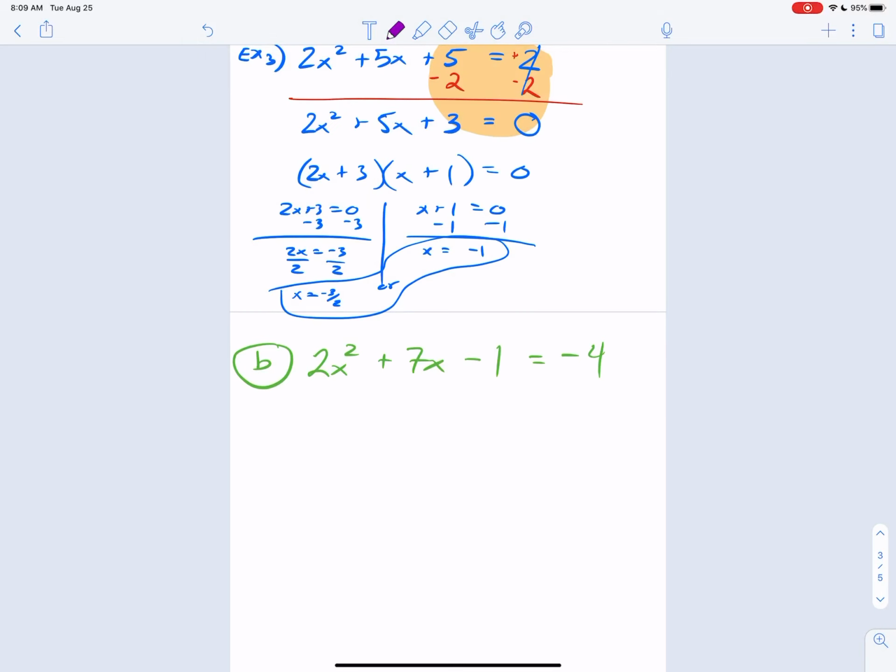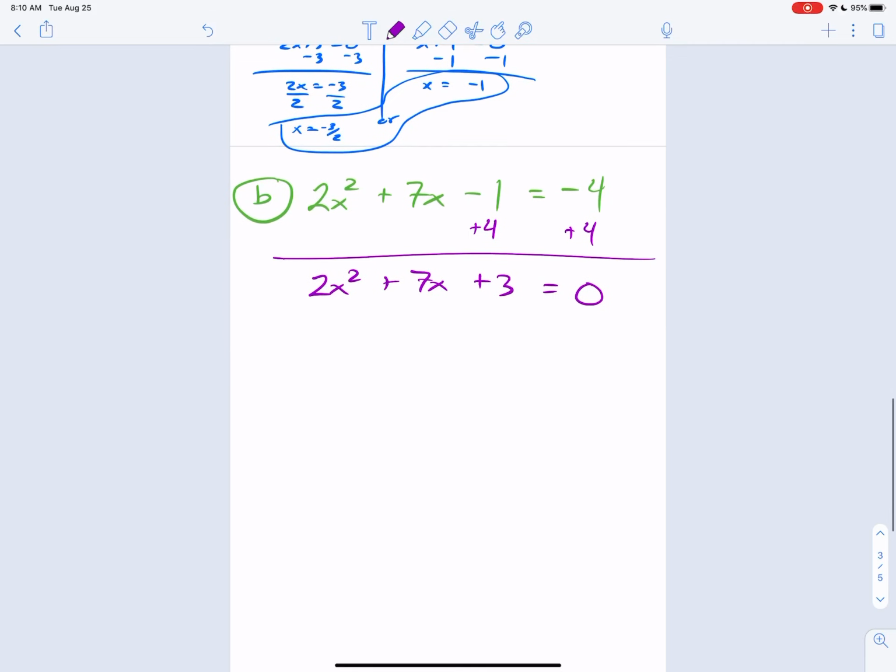Okay, so I noticed I have a quadratic equation, but one side is not equal to 0, so it's easiest to just move that -4 by performing the inverse operation on both sides. That'll make my right-hand side 0 because I'm trying to set it up for the zero product property here. -1 plus 4 is a positive 3. We have different signs, so we want to subtract and keep the sign of the larger number. 2x squared and the 7x I'll just bring down.